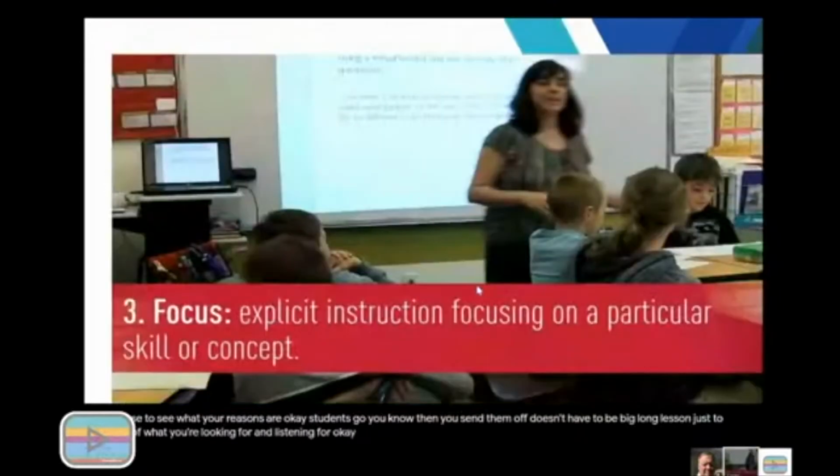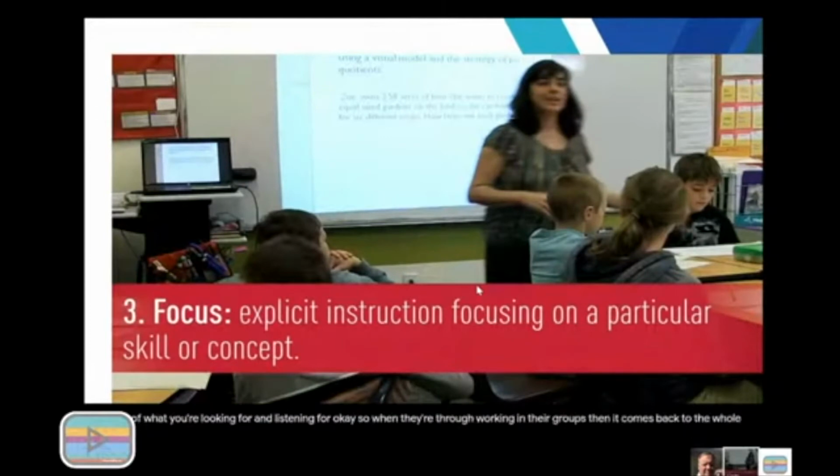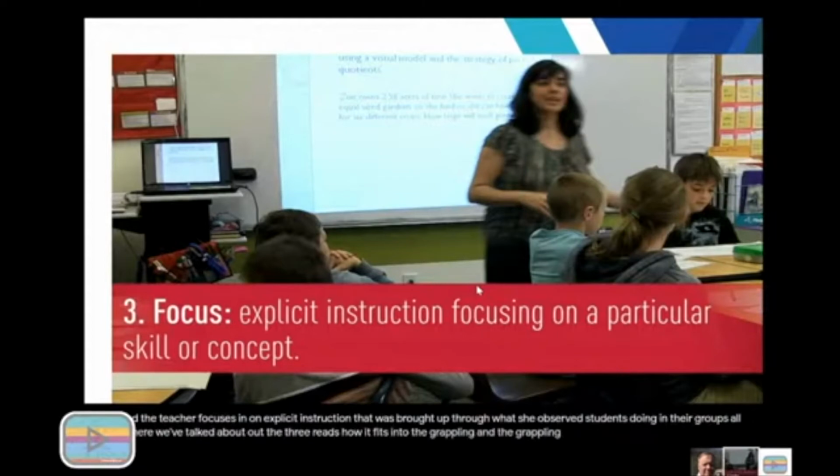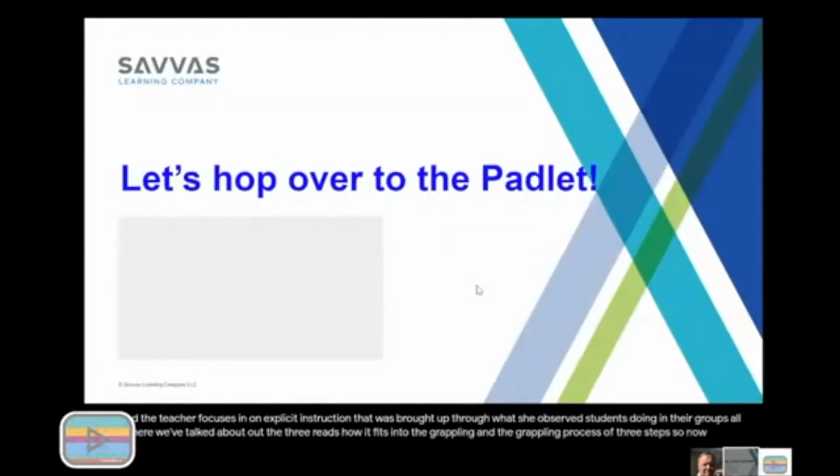Okay, so when they're through working in their groups, then it comes back to the whole group and the teacher focuses in on explicit instruction that was brought up through what she observed students doing in their groups. All right, so there we've talked about the 3 reads, how it fits into the grappling and the grappling process of 3 steps. So now we're going to hop over to a Padlet that's been created for you.